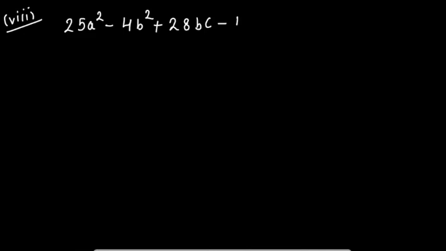Now I'll explain you the last part of question number 2, which is 25a square minus 4b square plus 28bc minus 49c square. Now first, because there are 4 terms, you can try this question with the regrouping method, but you will not get the combinations wherein you can make the same terms inside the bracket. So you won't be able to solve it with regrouping or rearrangement of the terms. We have to try to solve this question another way.